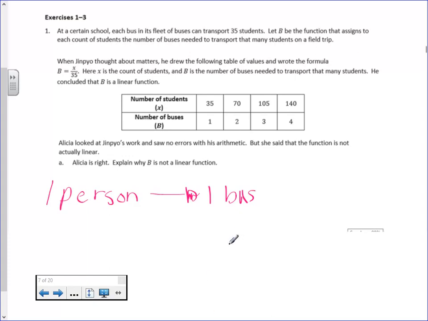Explain why it's not a linear function. There's just missing information, and there's no constant. I can't write with this one. Here we go. Missing info, and there's no constant.